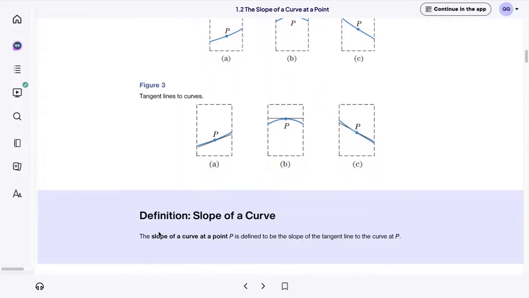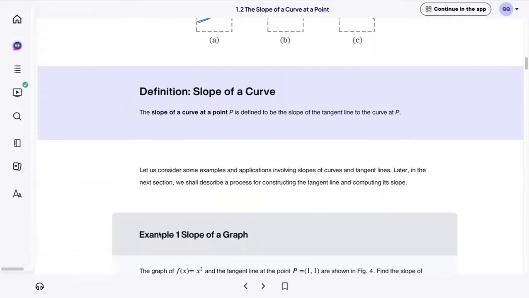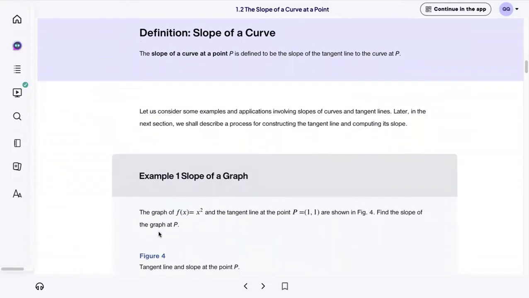So the tangent line to the curve. This is a definition. The slope of a curve at a point P is defined to be the slope of the tangent line. Right? So the slope of the curve, only this book talks like that. No other math books talk like that.